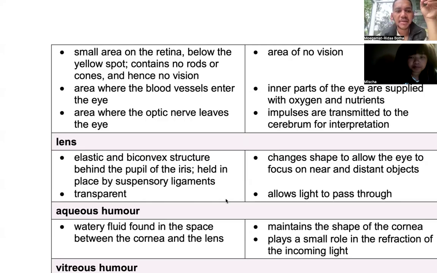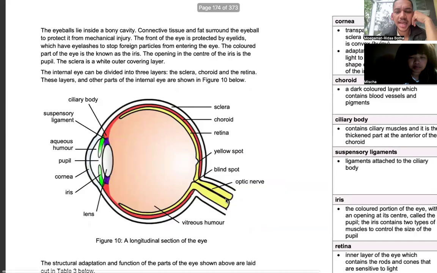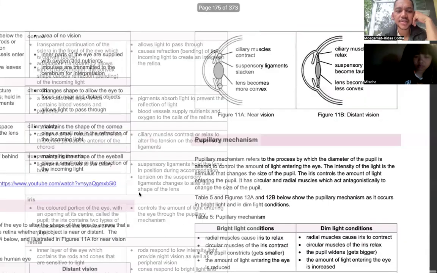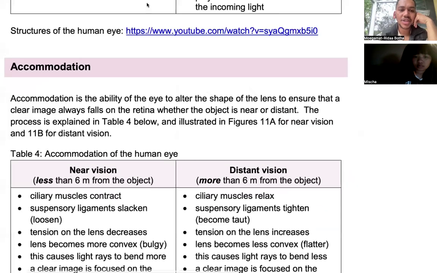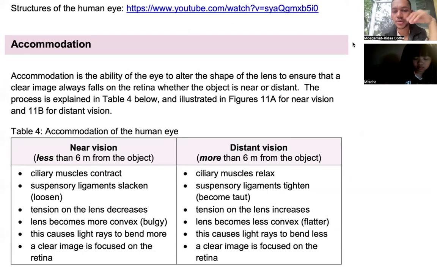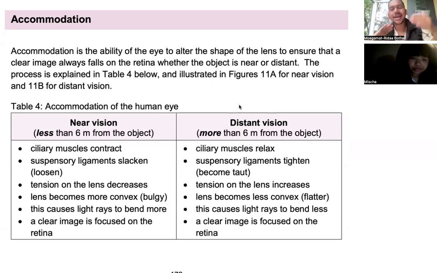Okay. Let's see, I think we're done. We did all of the structures, all of the functions. I'm now just going to explain accommodation and the pupillary mechanism. Accommodation is the ability of the eye to alter the shape of the lens. This is to ensure that a clear image always falls on the retina, whether the object is near or distant. For near vision, remember that it is less than 6 meters from the object. If you are more than 6 meters from the object, it's called distant vision. Now, you need to know what happens. So, number one, for near vision.